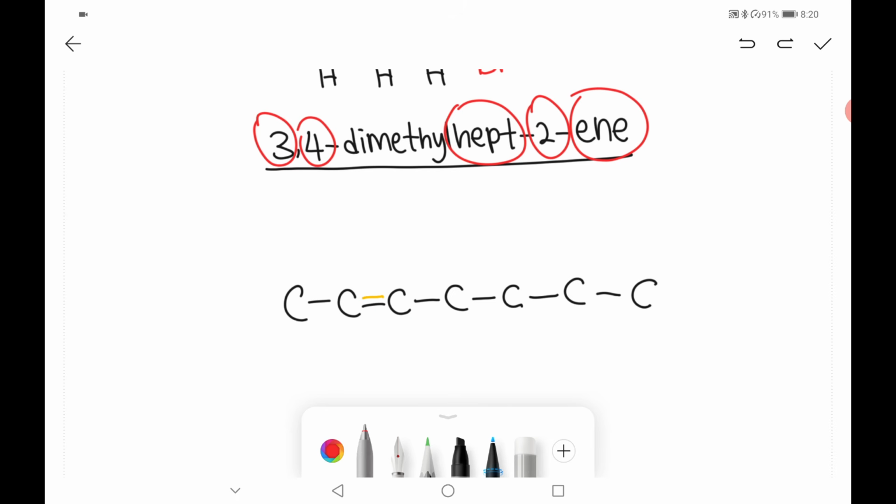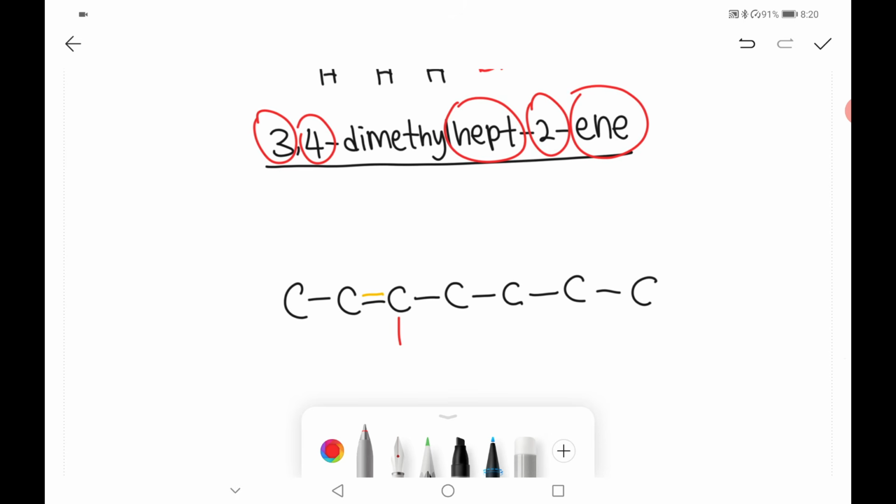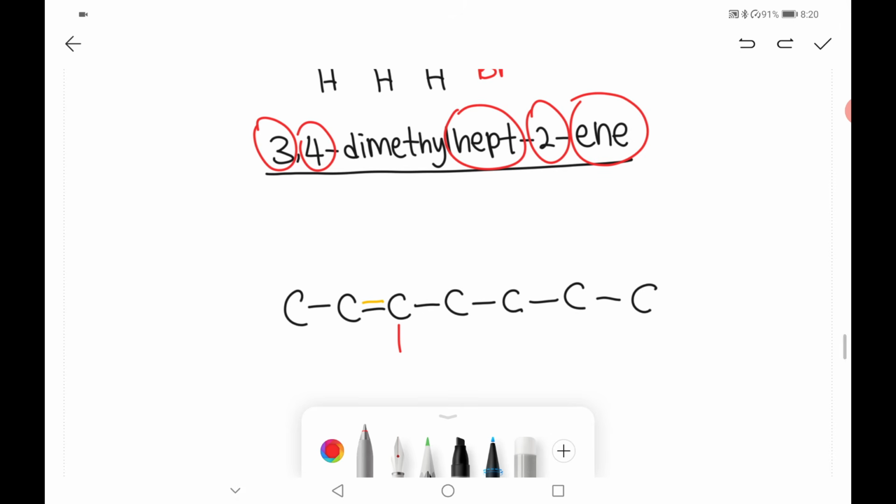You can put the branch on top or at the bottom, up to you. Let's say we draw it at the bottom. On carbon number 4, there is also a branch. Same thing, you can put the branch on top or at the bottom, up to you. Let's say I draw it on top.